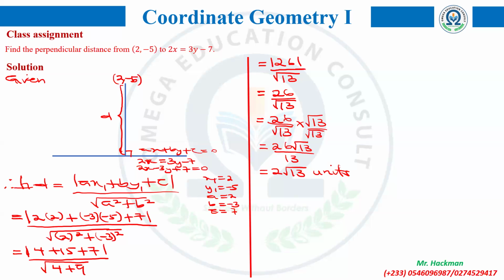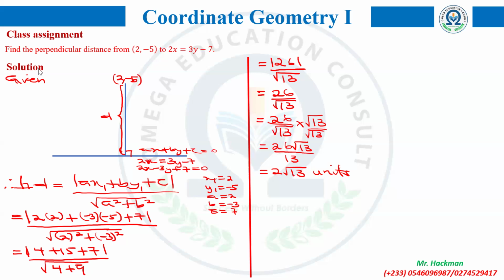We are going to look at the solution to the first relative math assignment on coordinate geometry. As you can see, we are asked to find the perpendicular distance from this point to this line. The equation of the line is given, and the coordinates of the point are also given.